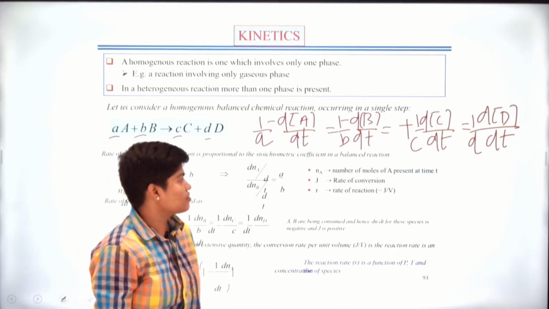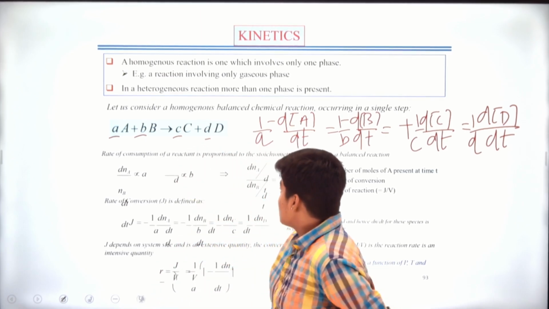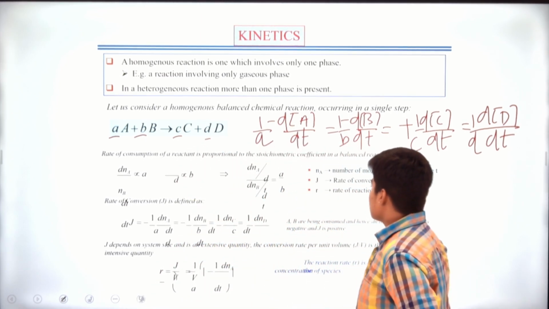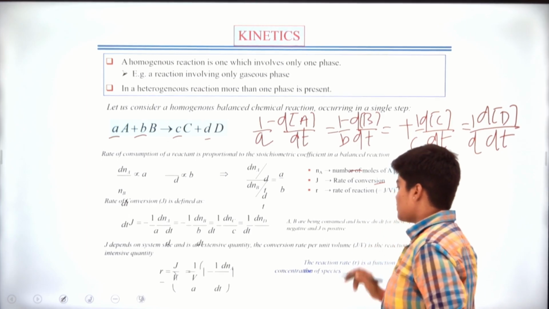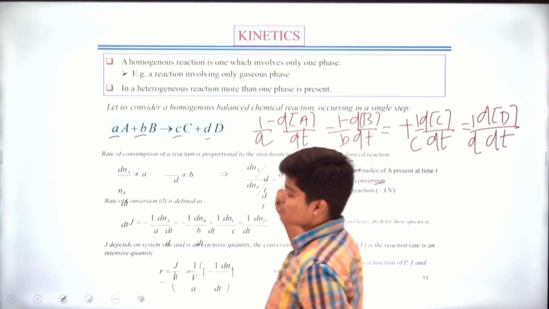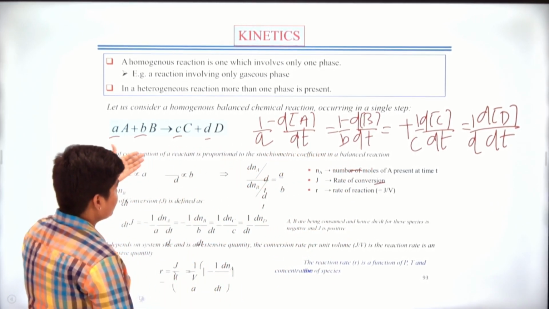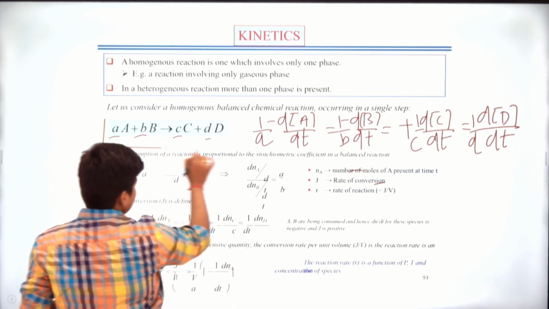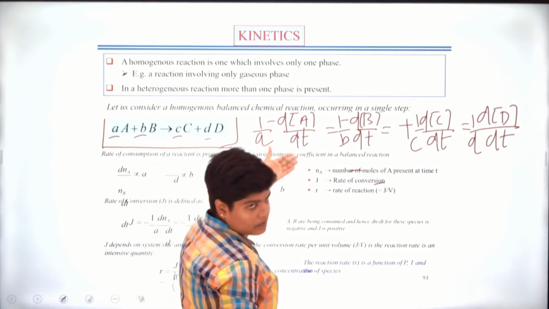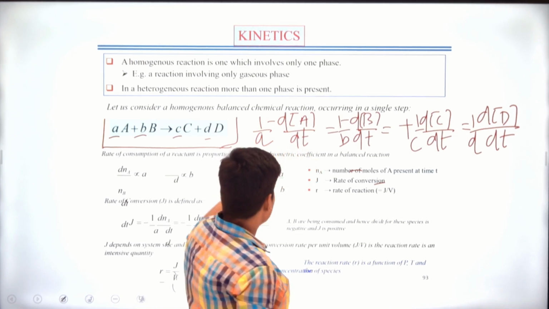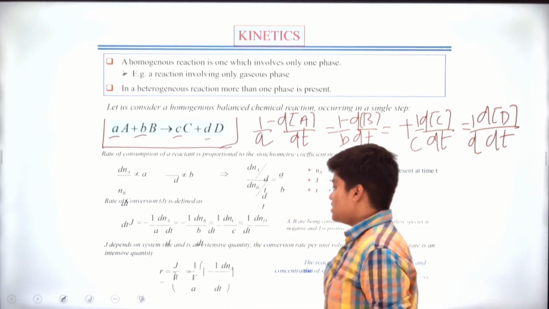Homogeneous reaction means all the phases are the same, like here it is in the gaseous phase, only one phase. Heterogeneous means more than one phase is there. So this is the rate law equation, where Na means number of moles, J means rate of conversion, and the rate of the reaction is J by V. This is the simplest way to write the rate of reaction from an equation. For the reactant a negative symbol will be there, minus dA by dt, and for the product formation a positive symbol, plus dC by dt and plus dD by dt.